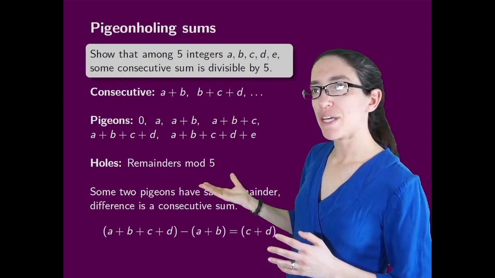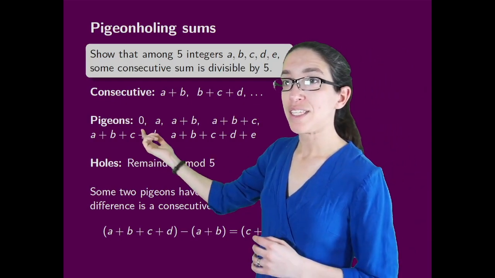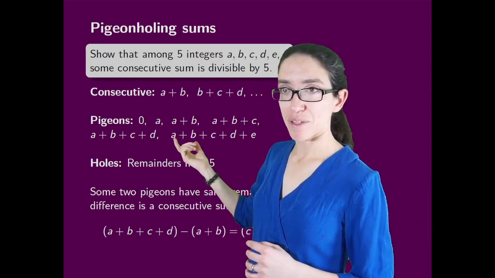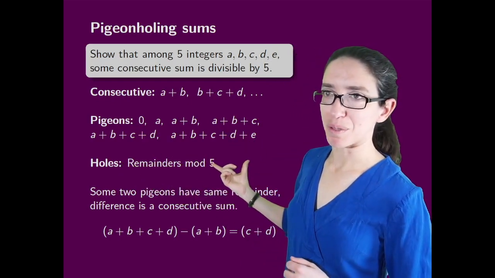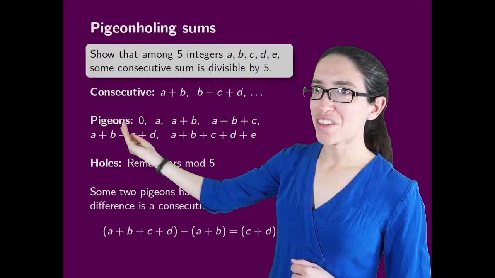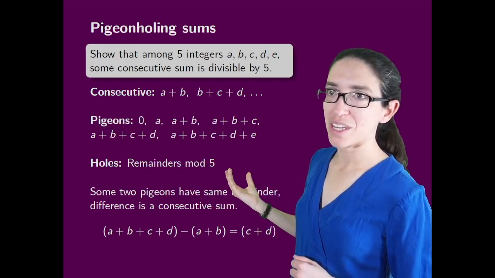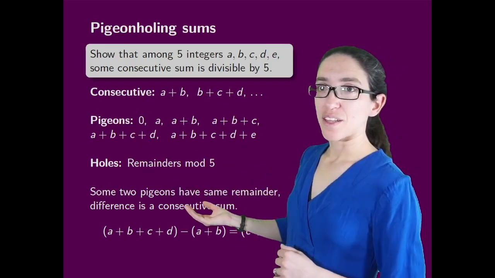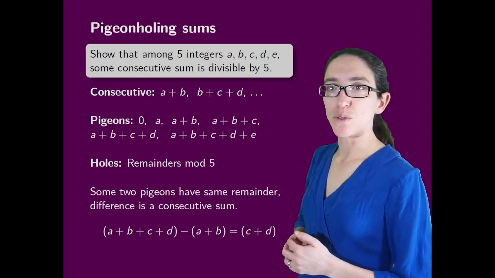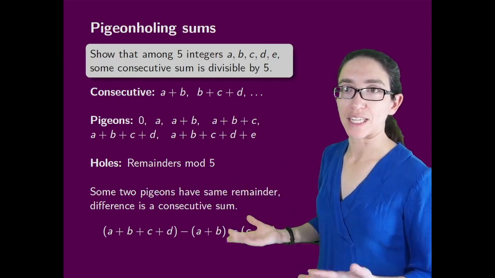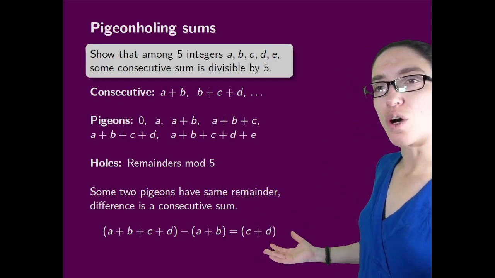So let's take our pigeons to be the following 6 numbers: 0, a plus b, a plus b plus c, a plus b plus c plus d, and a plus b plus c plus d plus e. So I'm taking all the initial sums starting from 0, just moving from left to right. The holes again can be the remainders mod 5. So there's 6 pigeons and only 5 holes, so some 2 pigeons have the same remainder. The difference is always a consecutive sum.